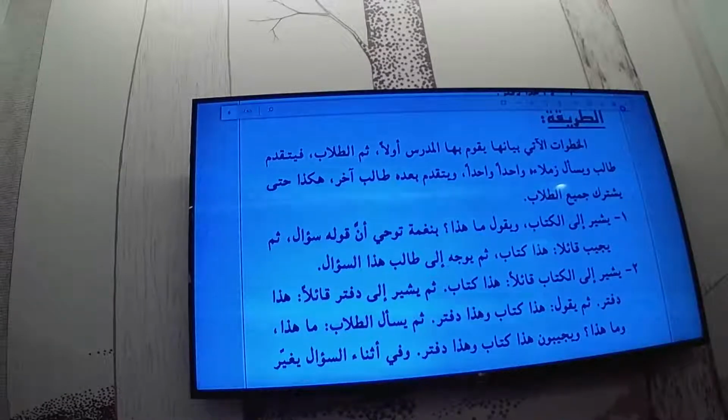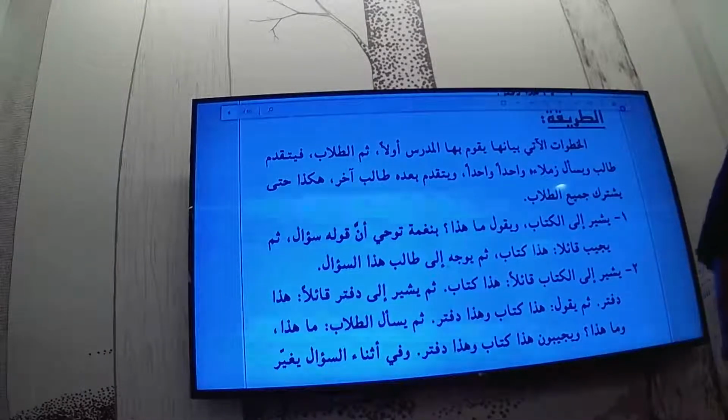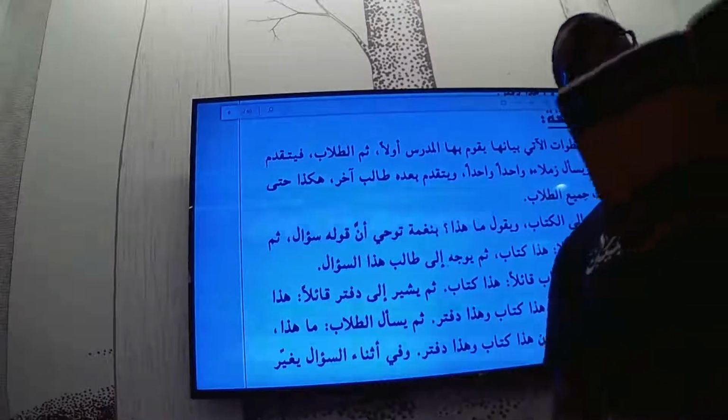Jamalun, camel. Dikun, rooster. Mudarrisun, teacher. Mindilun, kerchief, I mean handkerchief. Baytun, house. Masjidun, mosque. Babun, door.